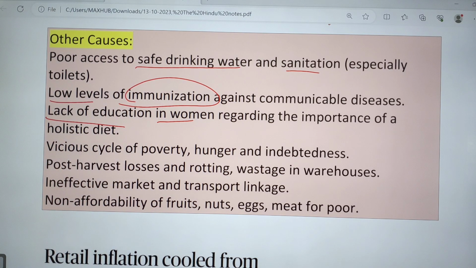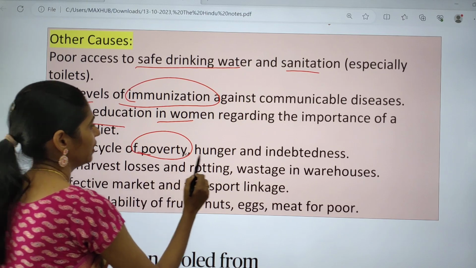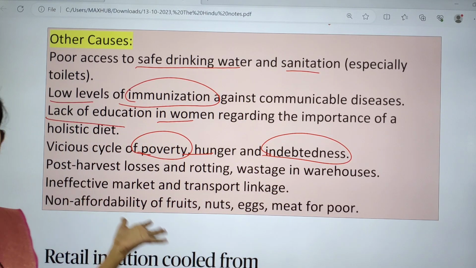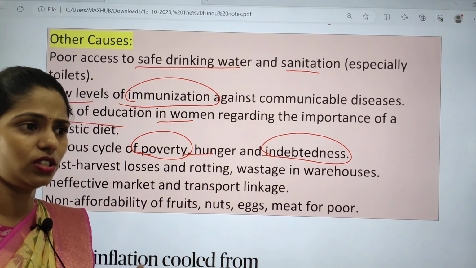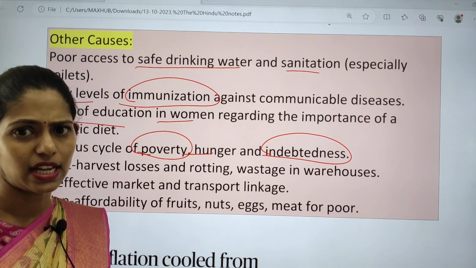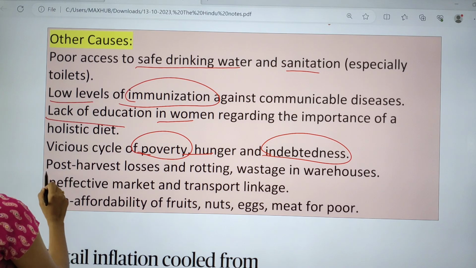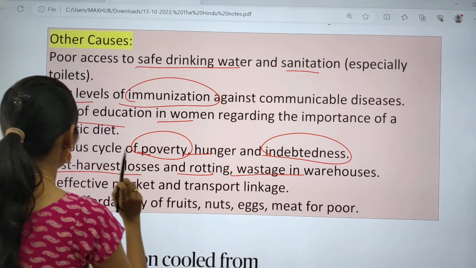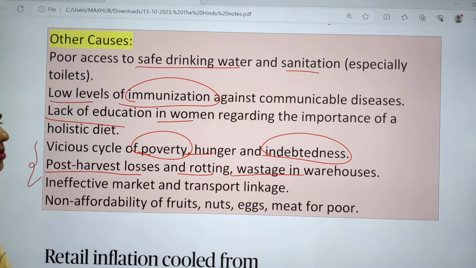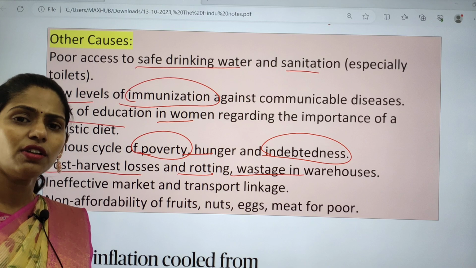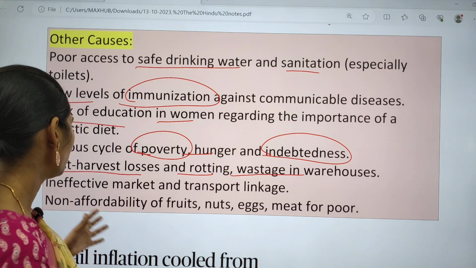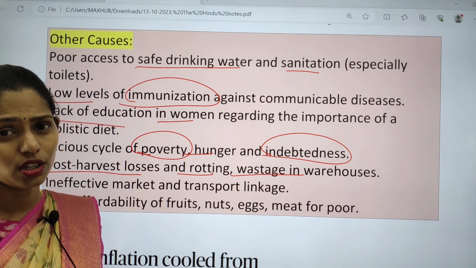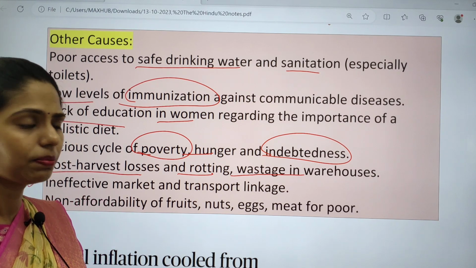And next one is the vicious cycle of poverty, hunger and indebtedness. Because of poverty, hunger and indebtedness also, it is one of the causes. Because of this, we can see there is undernutrition. And this one is post-harvest losses and rotting and wastage in warehouses. These are some problems we are seeing in agriculture. Even though we have good produce, because of rotting and wastage in the warehouses, we are not providing enough to the people.